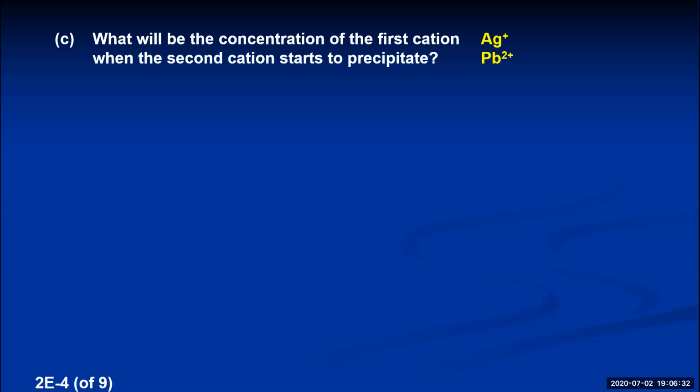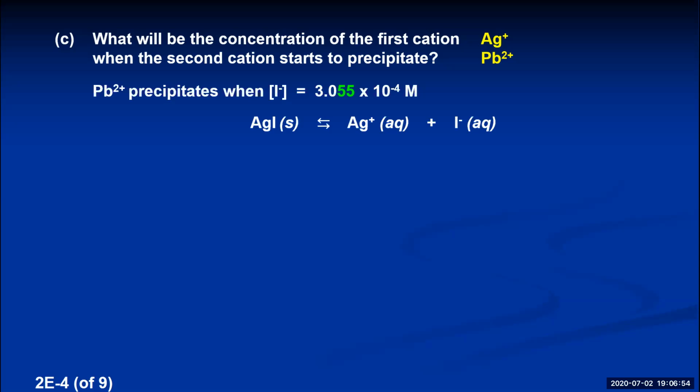And when does lead precipitate? We had actually calculated that in the problem before. Lead-2 precipitates out when the iodide concentration is 3.1 times 10 to the minus 4th. So if that's the concentration of iodide ions in the solution when lead-2 starts to precipitate, we can now figure out what the silver ion concentration has to be at that point. If we know the iodide concentration is 3.055 times 10 to the minus 4th, then we can solve for what the silver ion concentration has to be when that is your iodide concentration.